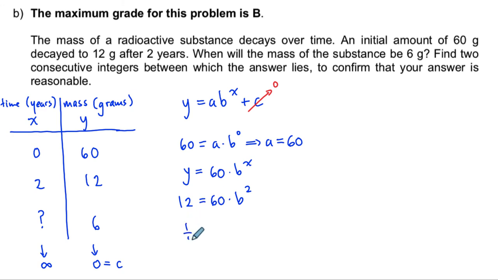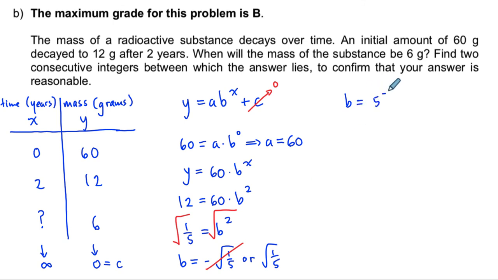12 divided by 60 is 1/5. And that's equal to b squared. So when we solve, we take the square root of both sides, and we end up getting two solutions for b. b is either negative the square root of 1/5 or positive the square root of 1/5. But bases can't be negative, so we exclude the first option, and the base is only positive. Now we can say that 1/5 is 5 to the negative 1, and then the square root is raising to an exponent of 1/2, so I think it's easier to write the base as 5 to the exponent negative 1/2, which means that our algebraic model is 60 times 5 to the negative 1/2 all to the x, or 60 times 5 to the negative x over 2.